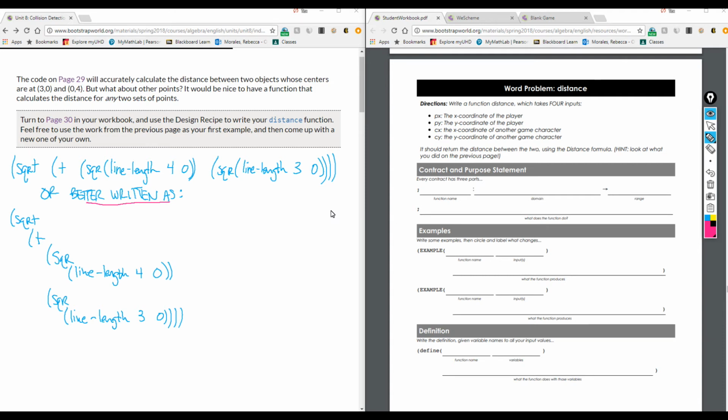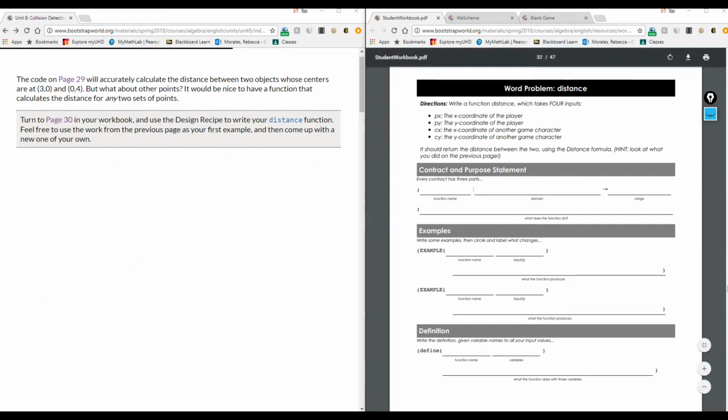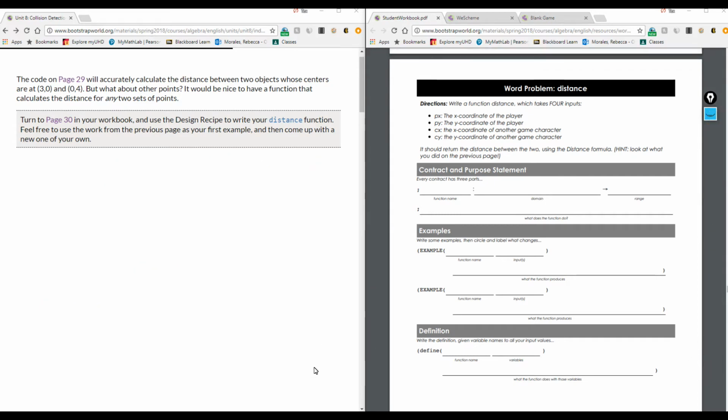So I want you to take a minute and try and write this formula. I'm going to pause it and I'll write mine in and I'll let you know when I'm going to unfreeze it.